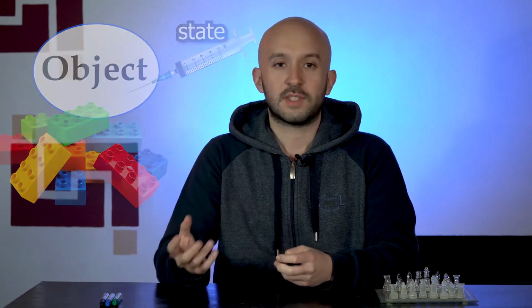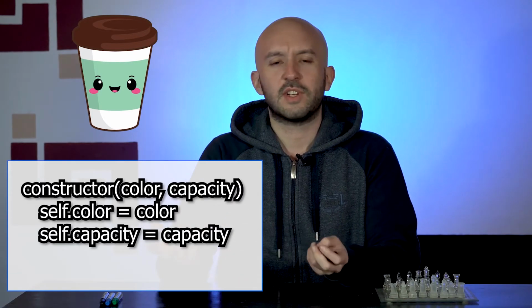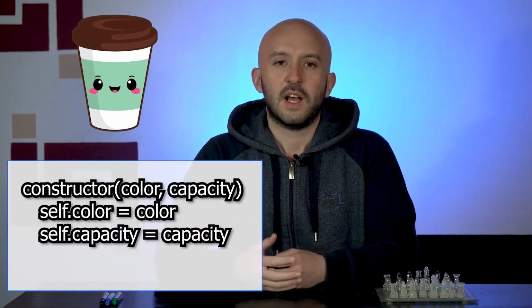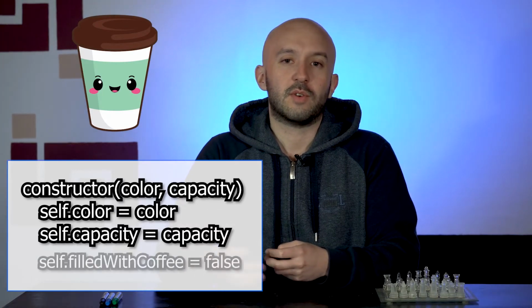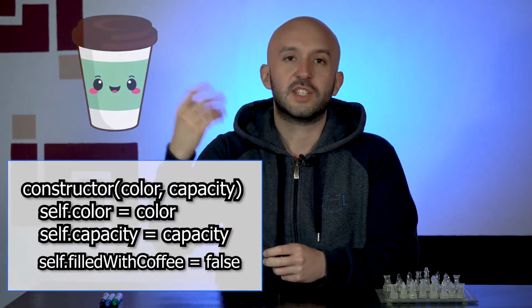For example, if you remember our cute cup of coffee, in the constructor of it, we will ask for the color of the cup and its capacity. Since we cannot create a cup without knowing its color and its capacity, it doesn't make any sense. And we will also default the value of filled with coffee to false, since we just created a cup. That state will change later on.